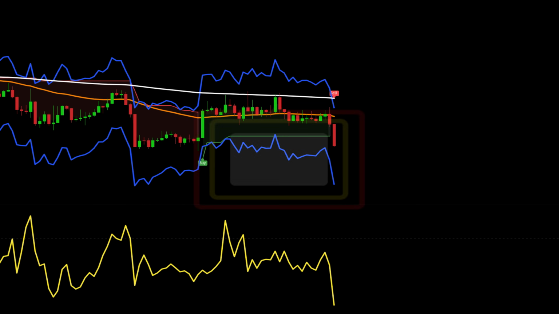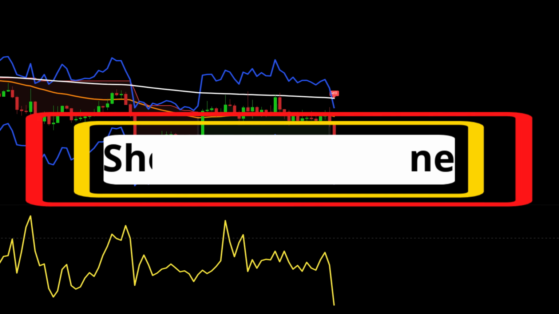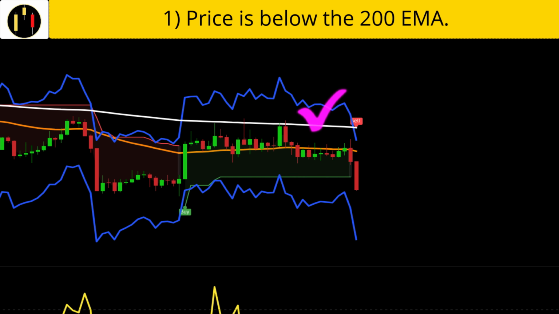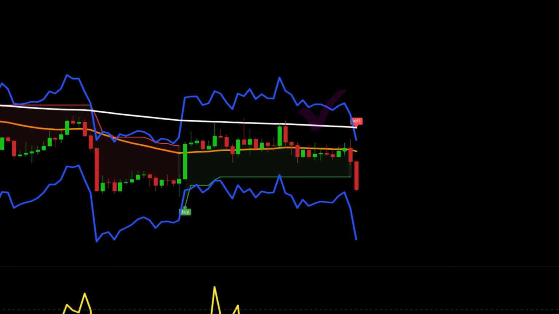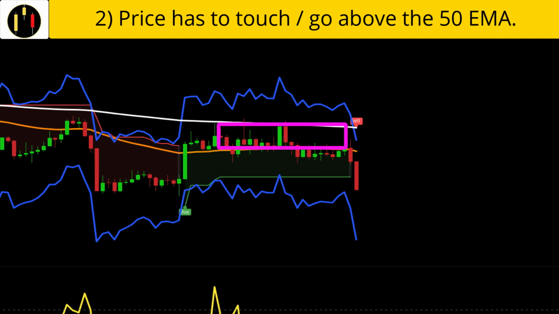Now we flip to shorts. This is what I would test for shorts. First, price must be below the 200 EMA in white. Second, price has to touch or go above the 50 EMA in orange.